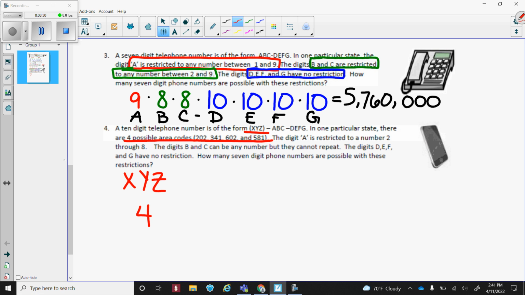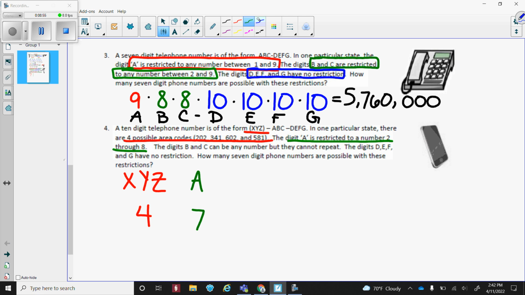Next, let's look specifically at A. A is restricted between 2 and 8. So 2, 3, 4, 5, 6, 7, 8. There are 7 numbers between 2 and 8. So A gives us the number 7.